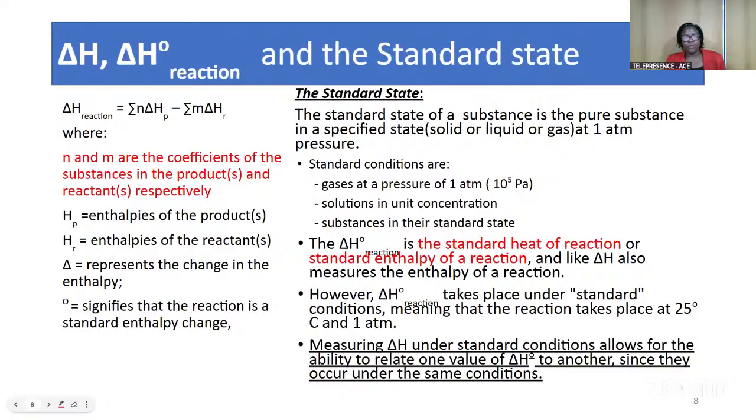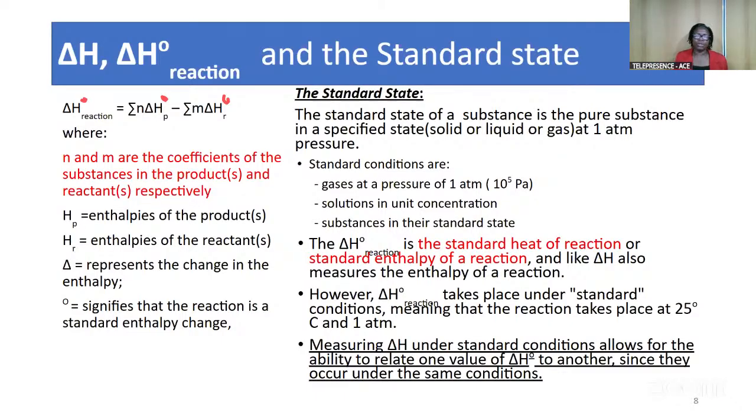So if you look at this, we need to consider standard states. We will work with this in standard states, and then this will also be in standard states, for you to be able to say all of the reactants and products with the change in enthalpy must be in standard state. So what do we mean by standard state? The standard state of a substance is the pure substance in a specified state. It can be solid, it can be liquid, it can be gas at 1 atmospheric pressure.